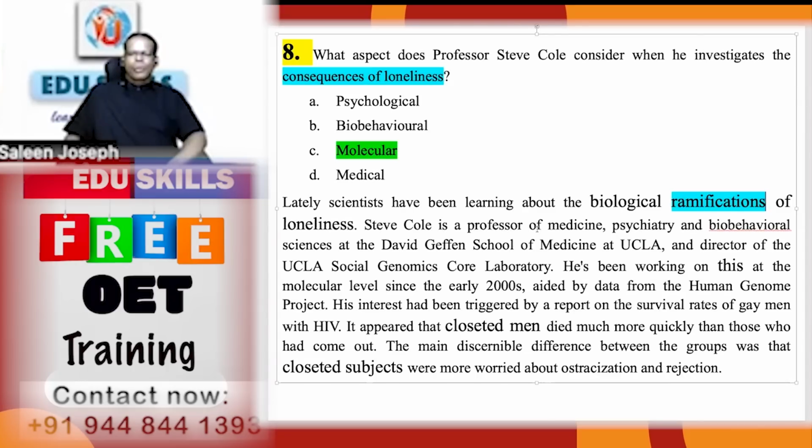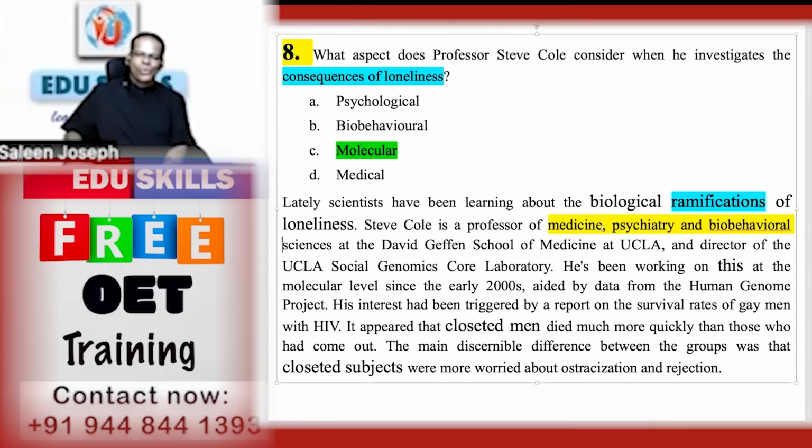See, Steve Cole is a professor of medicine, psychiatry and bio-behavioral science. Do you find anything strange there? Three options are here: psychology, psychiatry, bio-behavioral and medicine. They are saying he is a professor of these three departments.